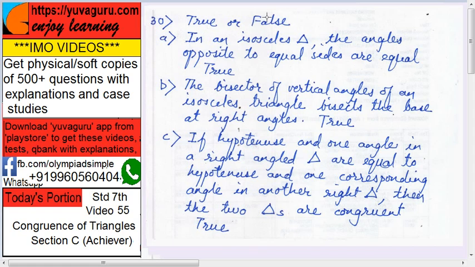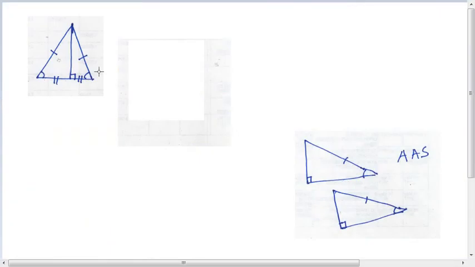True or false? In an isosceles triangle, the angles opposite to the equal sides are equal. Let's see this figure. This is an isosceles triangle, which means these two sides are equal. So the base angles are always congruent. We have seen it in our earlier videos.